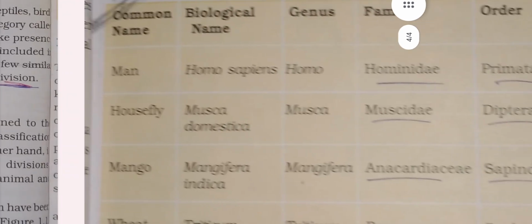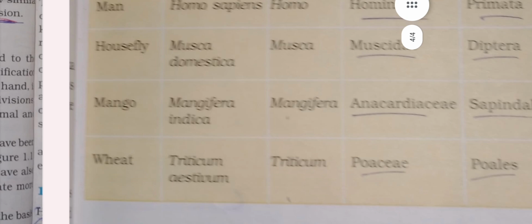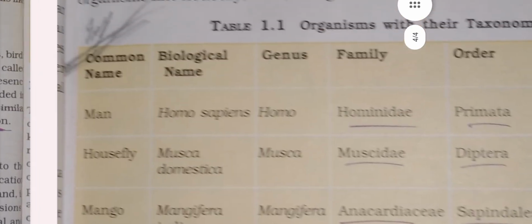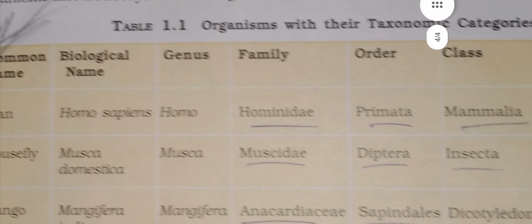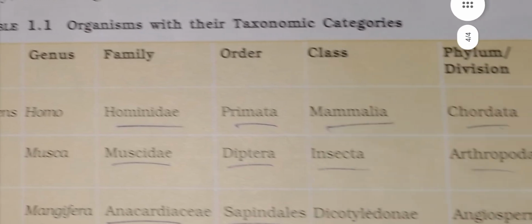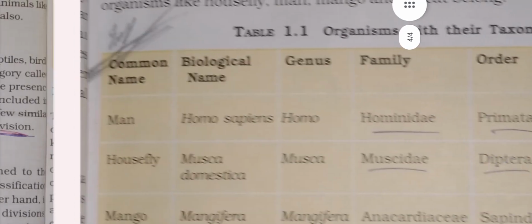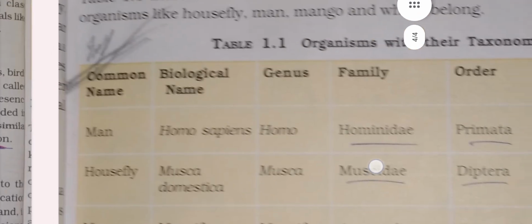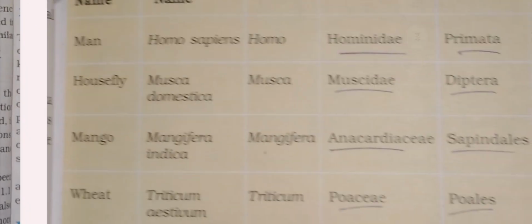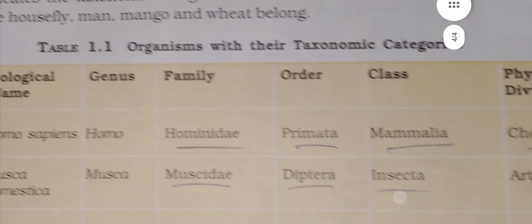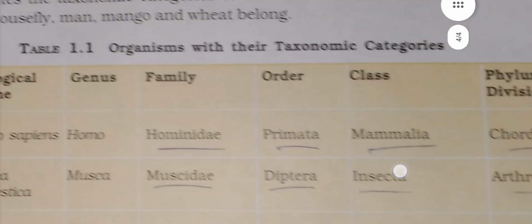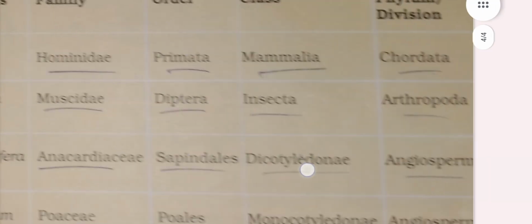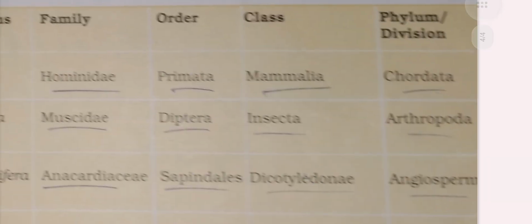Like housefly, mango, wheat. Housefly is Musca domestica. Musca is the genus, family is Muscidae, order is Diptera, class is Insecta, and phylum is Arthropoda. Then mango, scientific name is Mangifera indica. Genus is Mangifera. Family is Anacardiaceae. Order is Sapindales. Class is Dicotyledon, and phylum or division is Angiosperm.